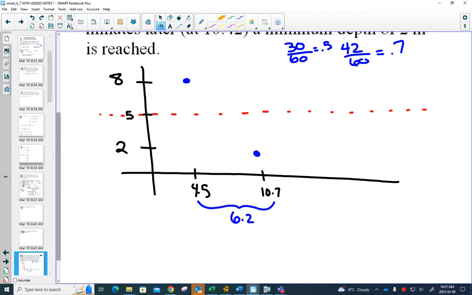That means if I go another 6.2 to 16.9, I will be back at my maximum. And in fact, I could label these marks in between, halfway and halfway. That's where I'd be on my center line. And now we've drawn one period of this graph.